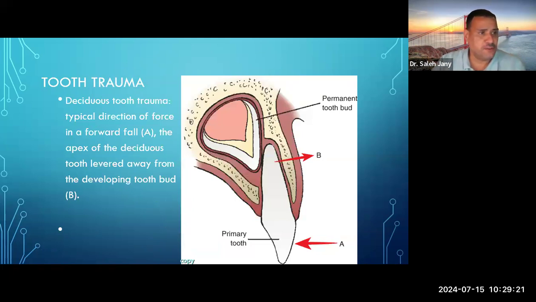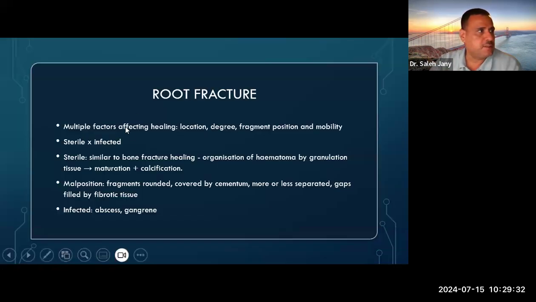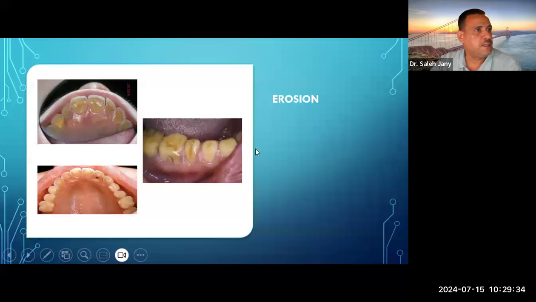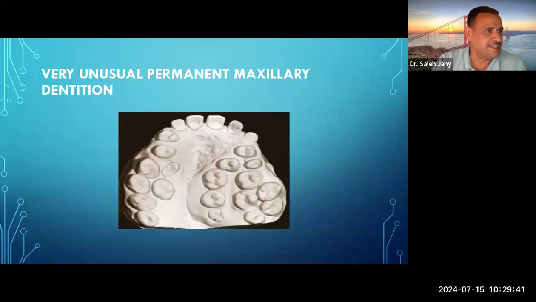And sometimes the baby tooth will hit the adult tooth that's erupting and can cause dilaceration, damage, rotation, all these things. Root fracture. This is another picture of erosion. Sorry, the slide is messed up because the writing is different.